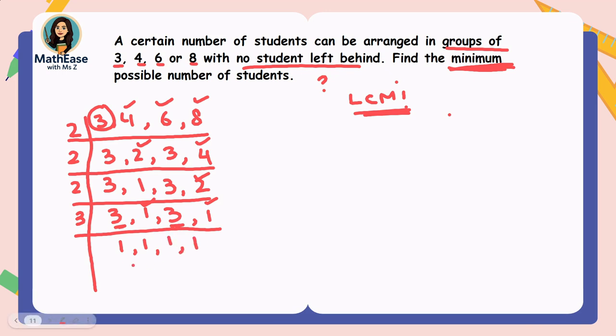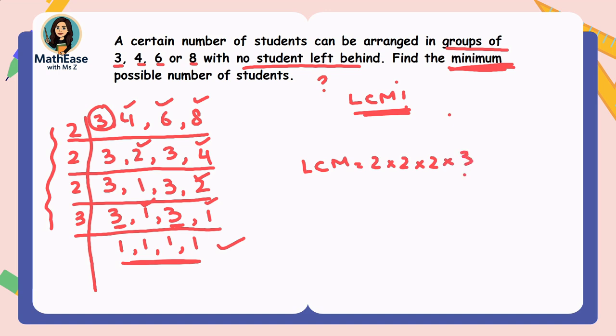Now we're left with ones all the way, which means we're done. The final step is to multiply all the prime numbers we wrote on the left. So that is 2 times 2 times 2 times 3, and that gives us 24. The LCM of these four numbers is 24, and this means that the total number of students must be 24.